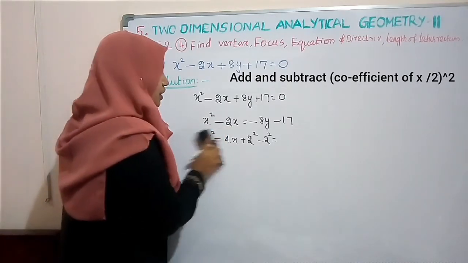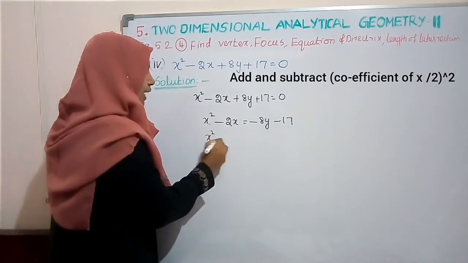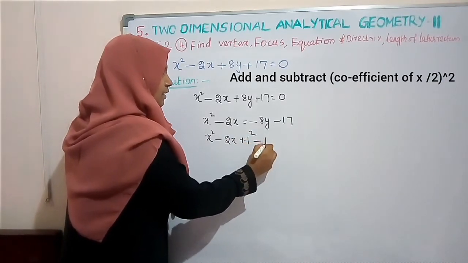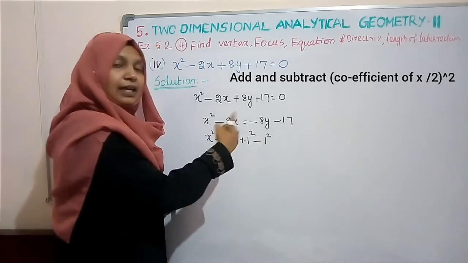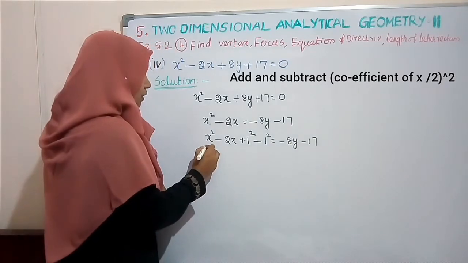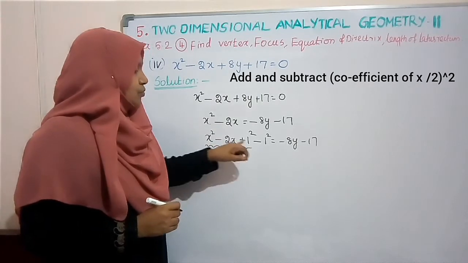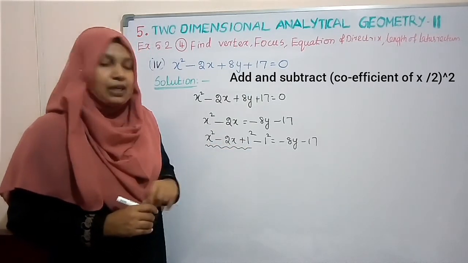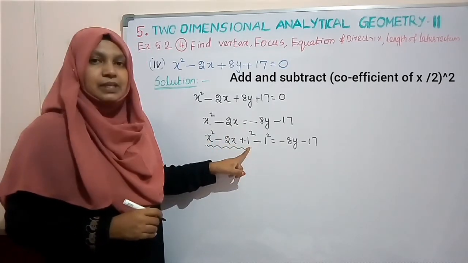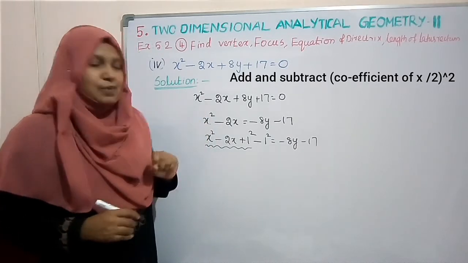So here our coefficient of x is 2. So half of 2 is 1. So here I am going to add and subtract. First you add plus 1 square, and then finally you subtract, is equal to minus 8y minus 17. Now see these first 3 terms, they are in the form of a square minus 2ab plus b square. After doing this step you will always get this form, a square minus 2ab plus b square. So what is a square minus 2ab plus b square? It is a minus b the whole square.